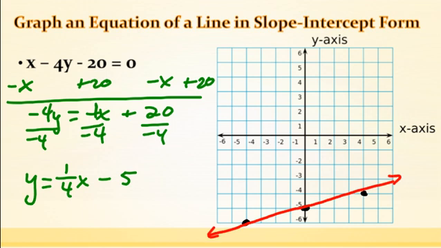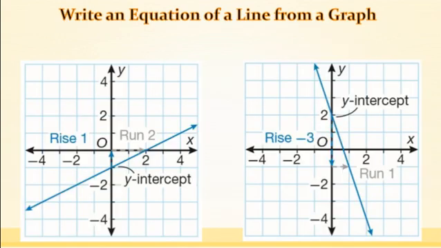So if you're ever wondering, should I go up or down, it's all based on how you have your coordinate plane. If you don't have enough space to go down, then go up. If you don't have enough space to go up, then go down. And then to go to the right or left, it all depends on if you have a positive slope or a negative slope. Now here we need to write an equation of a line from a graph.